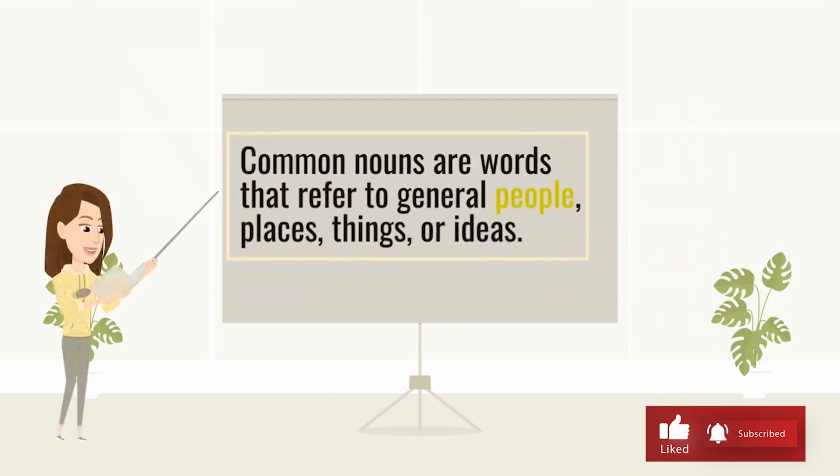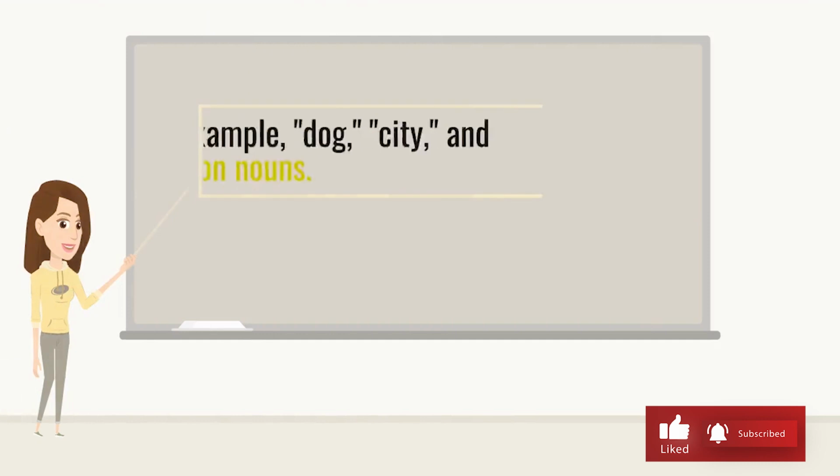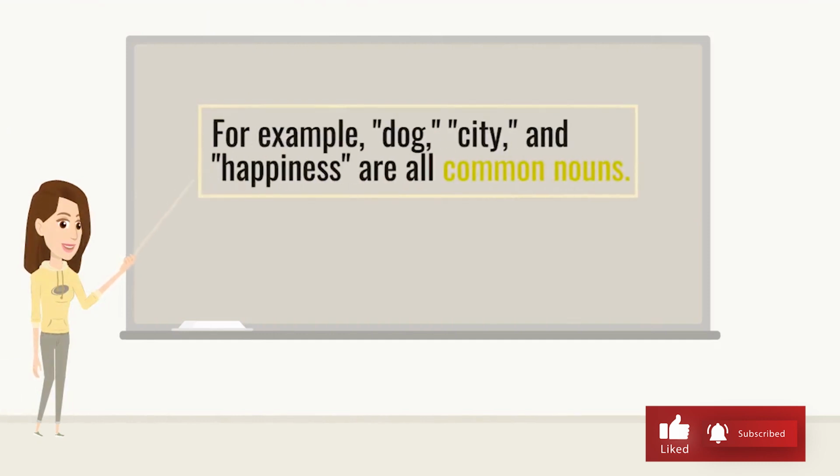Common nouns are words that refer to general people, places, things, or ideas. For example, dog, city, and happiness are all common nouns.